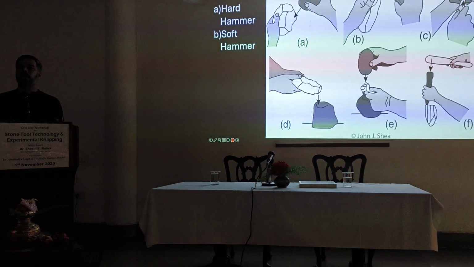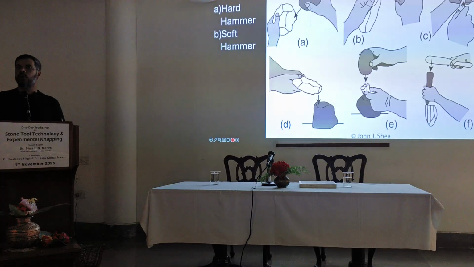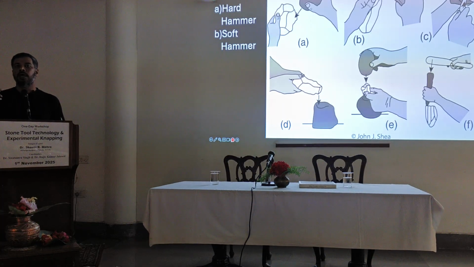Next, then comes the soft hammer. Soft hammer is when, instead of using stone, you use either bone, deer antler, or sometimes wood. If that is the material you are using for flaking, that is your soft hammer percussion.